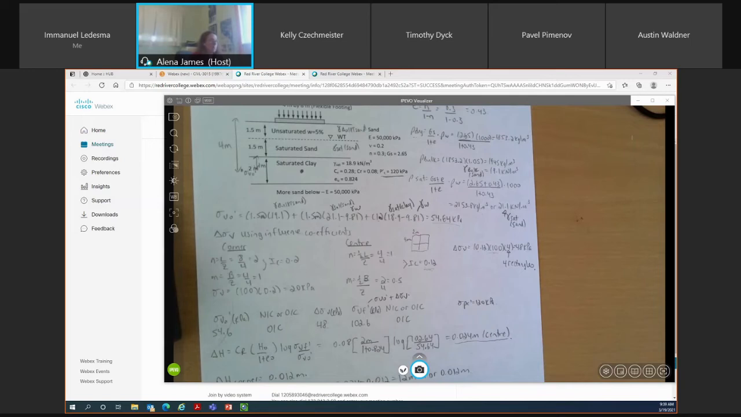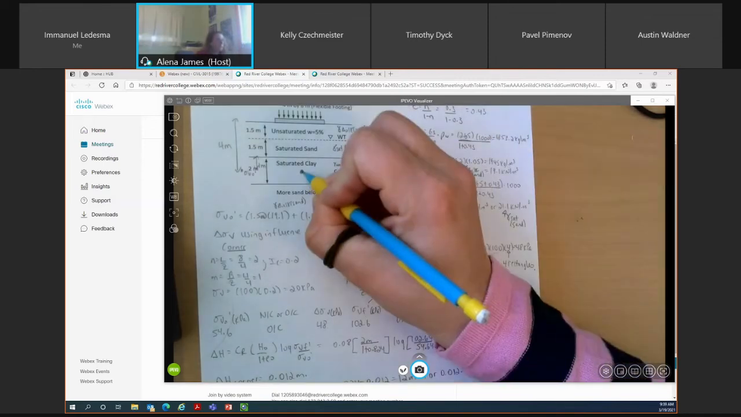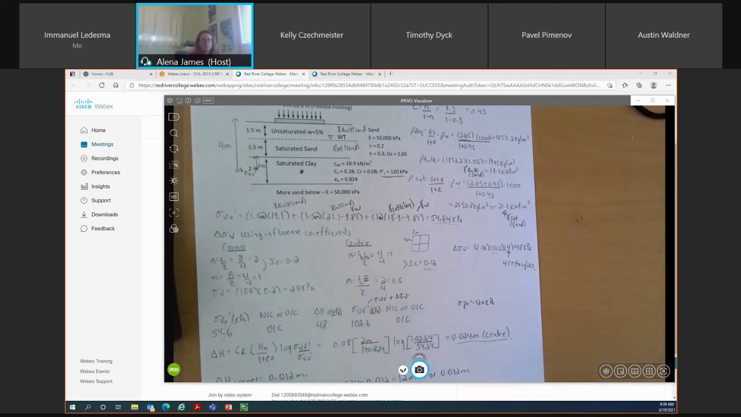I know that I'm trying to calculate the increase in vertical stress at the center of this clay layer. And I know the center of this clay layer is at a depth of 4 meters below the ground surface. So I know my Z value is 4, and I know 1/2 times L is also 4. So I know my N value is equal to 1.